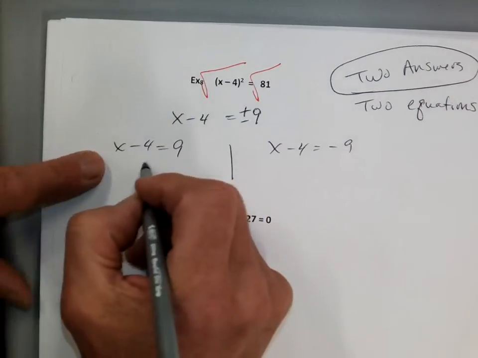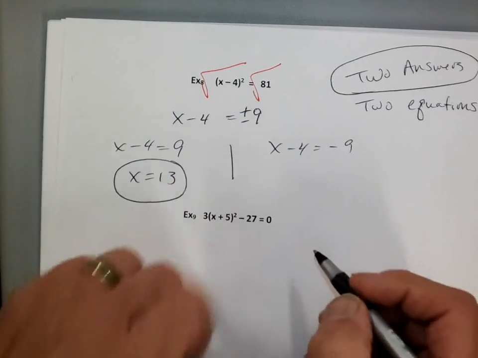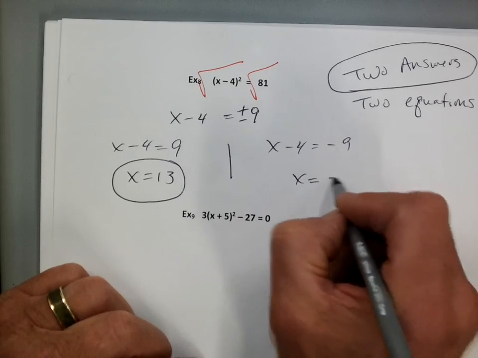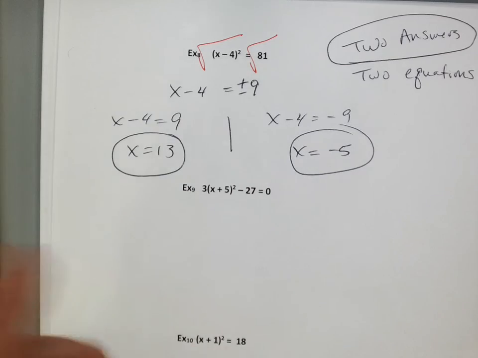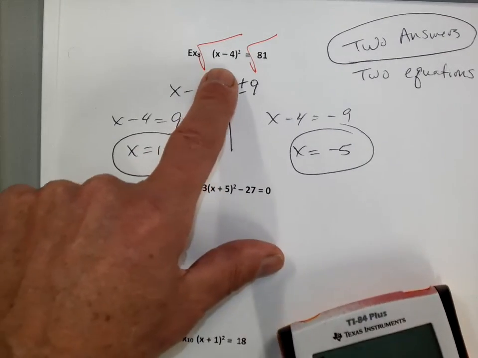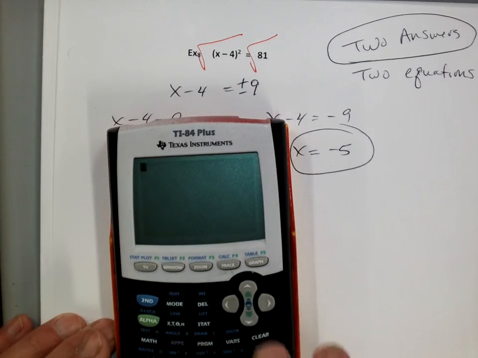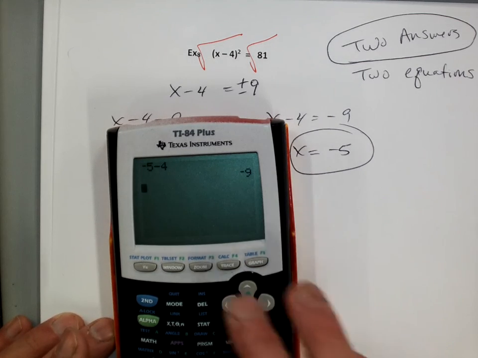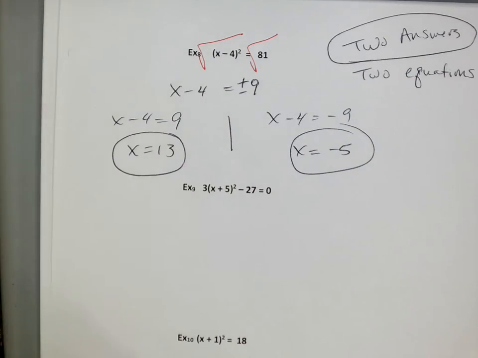Okay, and I'm going to solve. That's easy. Plus 4, x equals 13. Plus 4, x equals negative 5. So I get both answers. And I can check those answers. 13 minus 4 is 9. Square 9, you get 81. If you check the negative 5, you'll get negative 5 minus 4, and if we square that answer, sure enough, we get 81. So it will work. You get 2 answers.